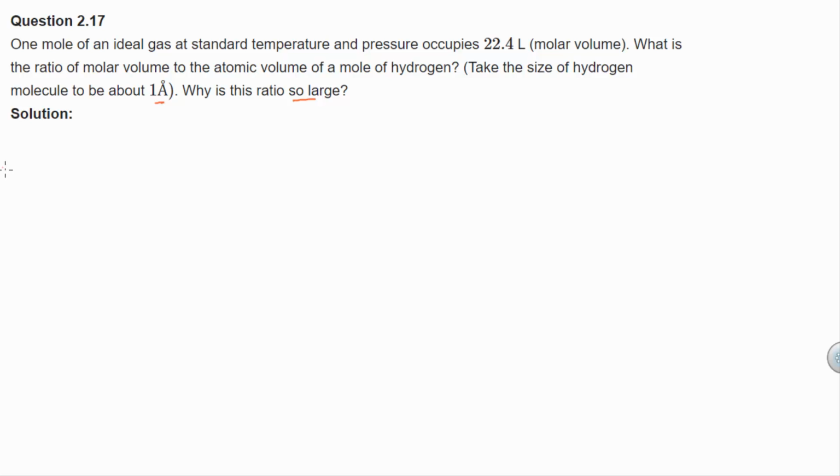Let us now begin with our solution. Before beginning, I would like to clear what is standard temperature and pressure. Standard temperature and pressure is abbreviated as STP, and it is the temperature of 0 degree and pressure of 1 atmosphere. This STP is usually taken as conditions when stating the properties of gases.